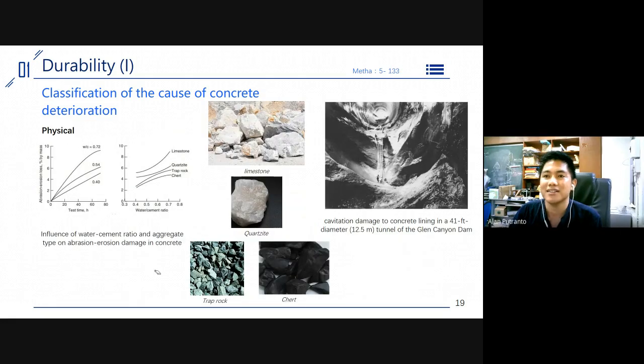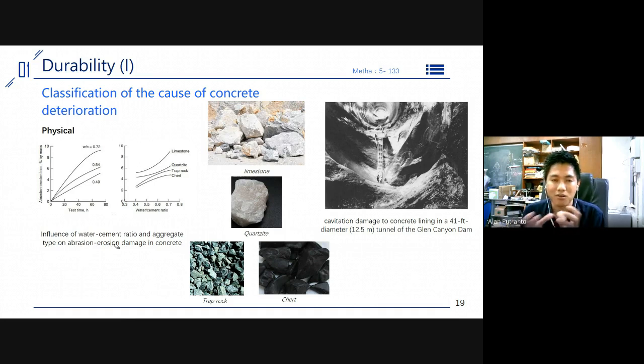Okay, next. This one, we are still talking about the physical deterioration. If you see this kind of picture, actually in my previous version, I didn't put this picture. Now, let's see this graph, and this kind of lines, this kind of rock. This graph is talking about the influence of water-cement ratio and aggregate type on abrasion, erosion damage in concrete.